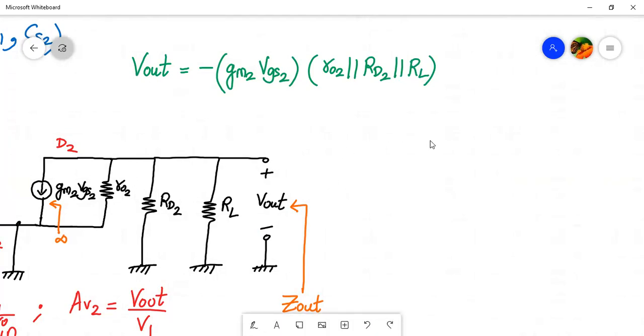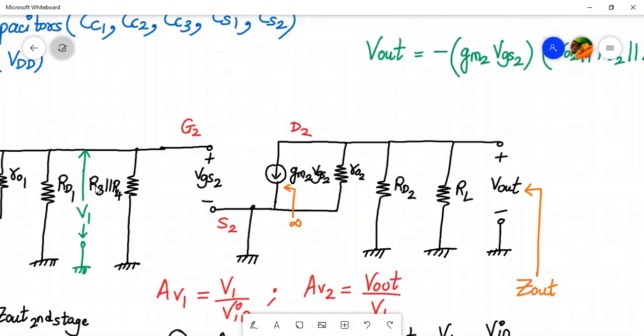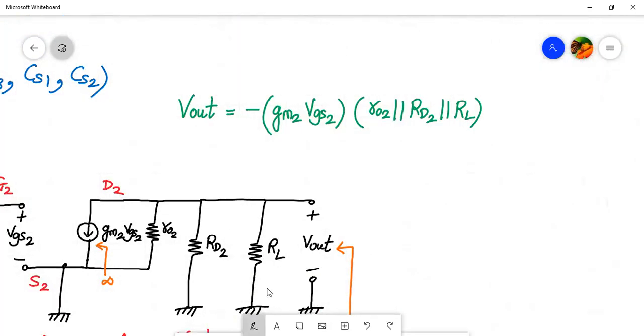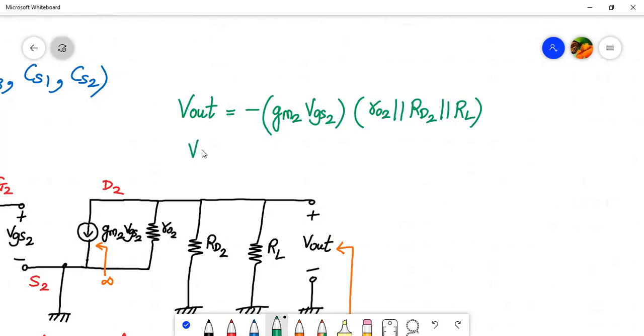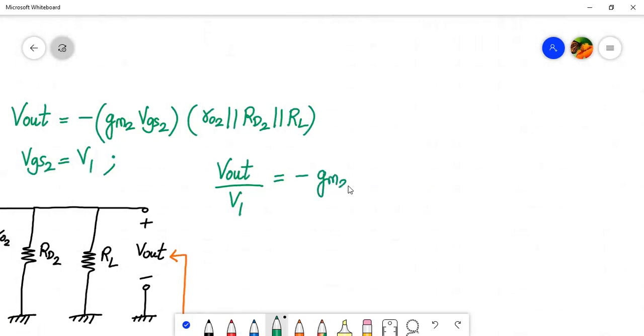And according to the diagram, what is the VGS2? If you see, VGS2 is same as V1. VGS2 and V1 are in parallel, right? So what we can do is, next step, VGS2 is equal to V1, right? And now if I write over here, what will be V out divided by V1? It will be minus GM2 into RO2 parallel to RD2 parallel to RL, right?